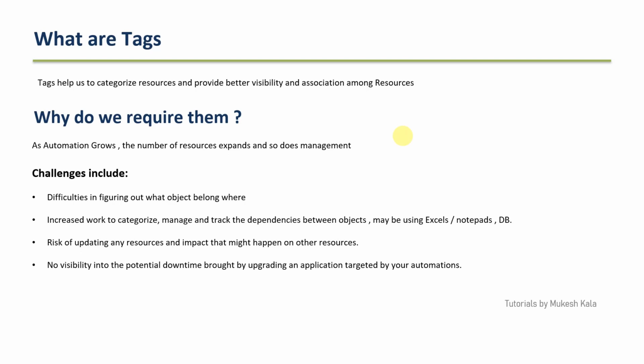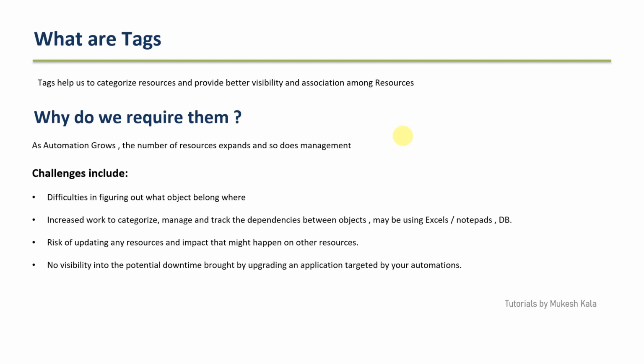How would you do that? The next one is no visibility into the potential downtime brought by upgrading an application. Let's say today I am using a version of SQL and the company says that we want to upgrade the SQL from version 1 to version 2. You need to know which applications or which automations are using this application. So then you have to go to each and every automation and find out, and it's a kind of a challenge for us.